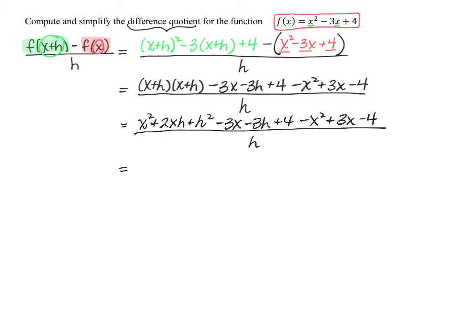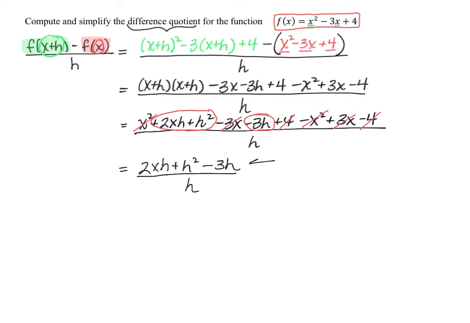Now let's see what subtracts out. It looks like we have x squared minus x squared that will subtract out, and a positive 4 minus 4, which will equal 0. We also have a negative 3x and a positive 3x. So it looks like what remains is a positive 2xh plus h squared, and then a minus 3h. So positive 2xh plus h squared minus 3h, all divided by h.